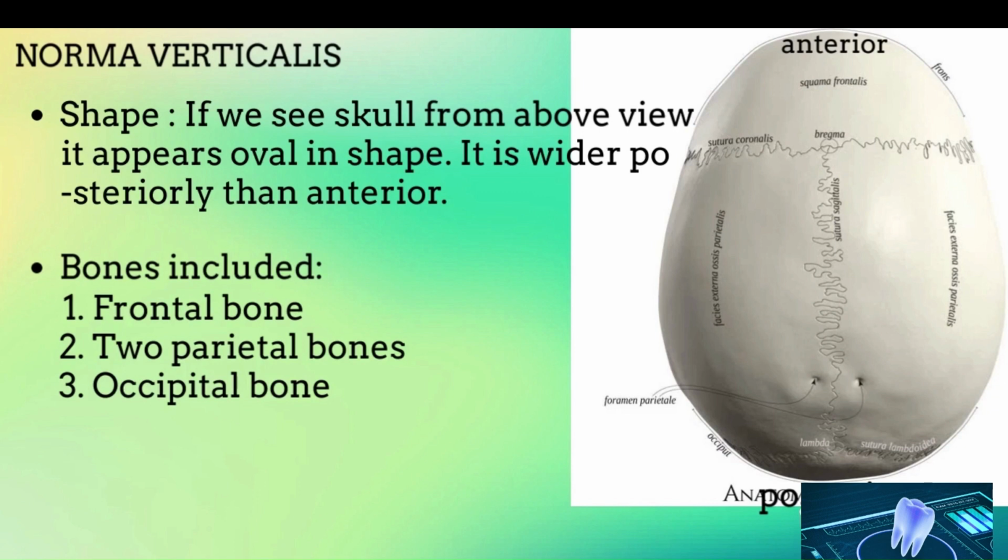The skull is not made of a single bone. Then what are the bones included? Let's see. When we move from anterior to posterior, the first bone that we get is the upper part of the frontal bone, then 2 parietal bones, and 1 occipital bone.